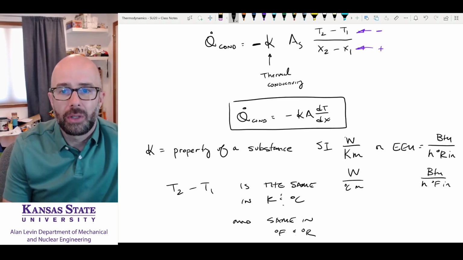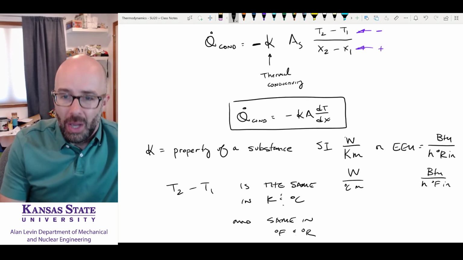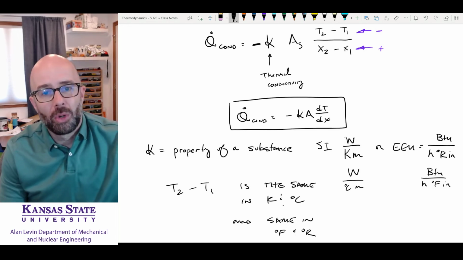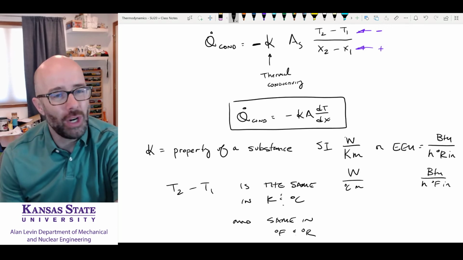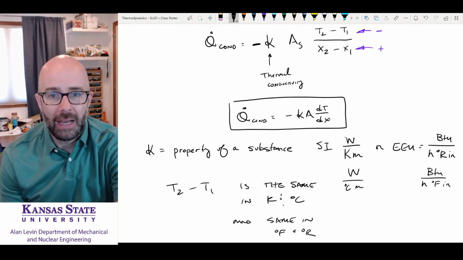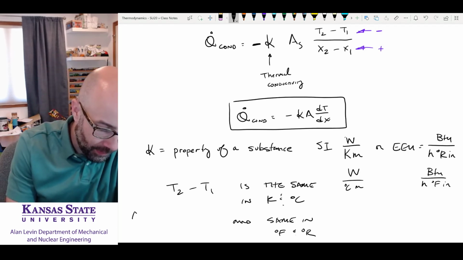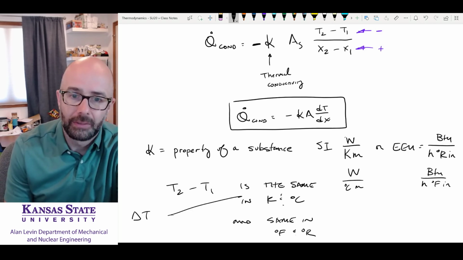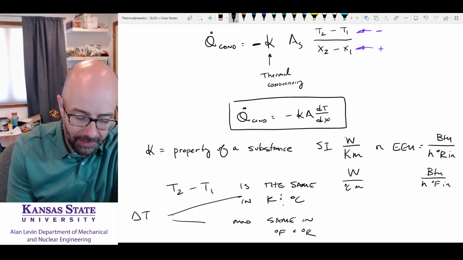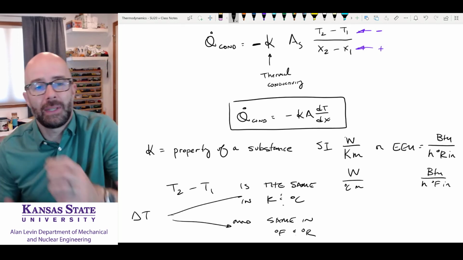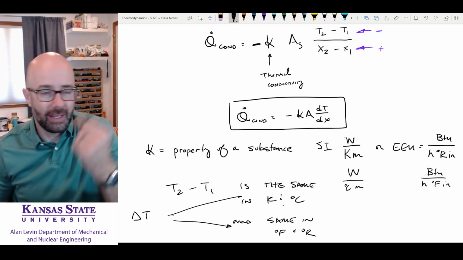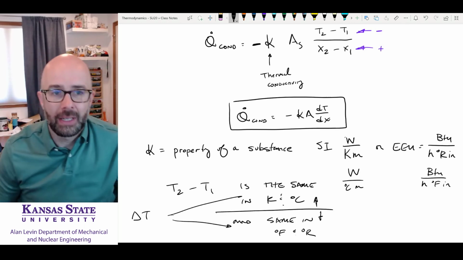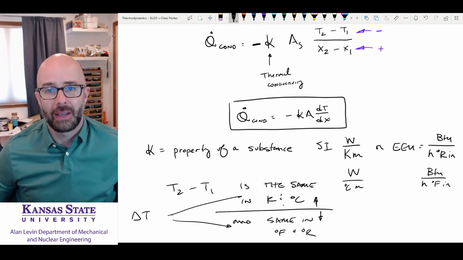So note here, when you're trying to find your delta T, and you have Kelvin in the denominator of your thermal conductivity, you don't have to convert it. The delta T is the same in Celsius and Kelvin, and the same in Fahrenheit and Rankine. Now, it's not the same between Fahrenheit and Celsius, or Rankine and Kelvin, no. But this one's the same, and this one's the same. The difference is the same because it's the same step size.